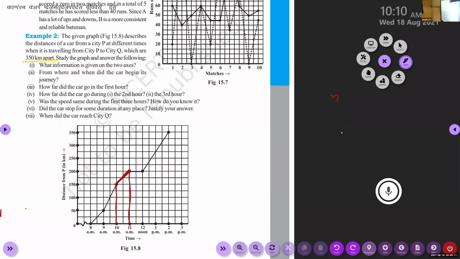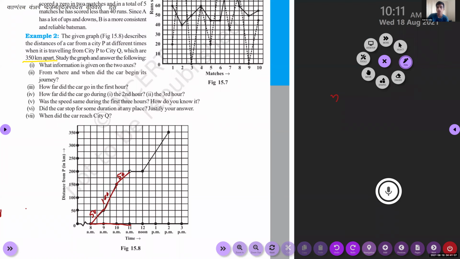Janal, are you there? Yes, ma'am. Read the next question. Was the speed the same during the first 3 hours? How do you know? First 3 hours means 8 to 9, 9 to 10, 10 to 11. In the first hour, it traveled 50 kilometers. Second hour, it traveled 100 kilometers. Then again 50 kilometers. So the question was whether the speed during these 3 hours is the same or not. Is it the same, Janal?